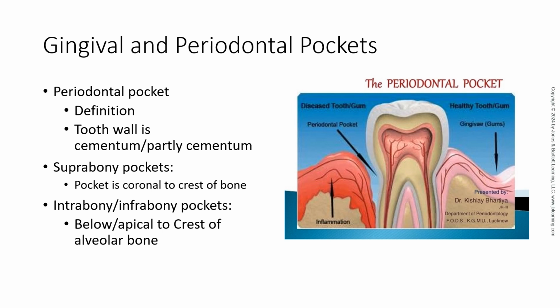Periodontal pocket definition: the pocket is formed as a result of disease or degeneration which causes apical migration of the junctional epithelium along the cementum. The tooth wall of the pocket is cementum. Pockets can be suprabony and intrabony or infrabony, which means within the bone.